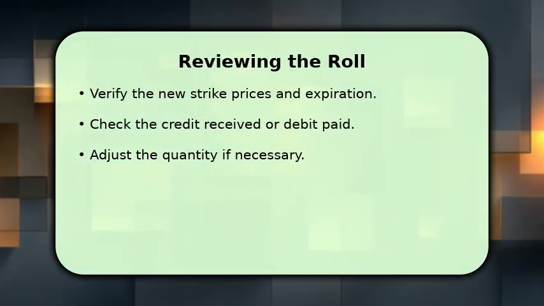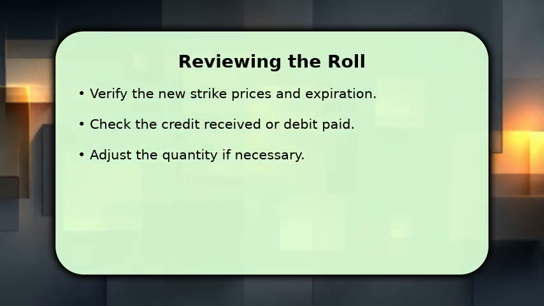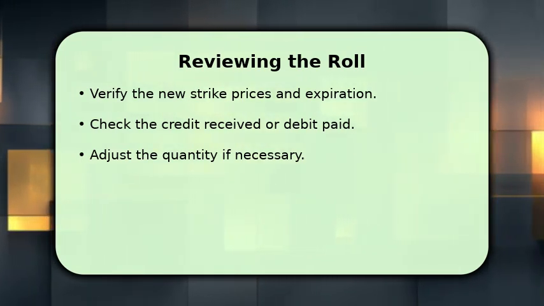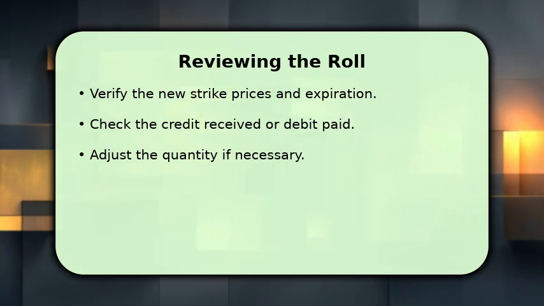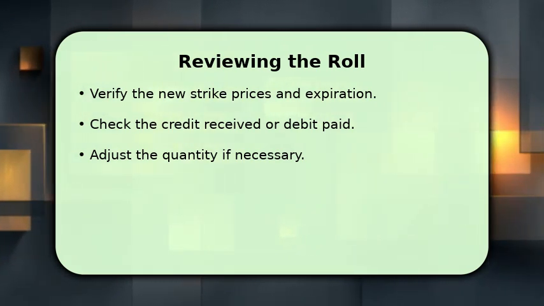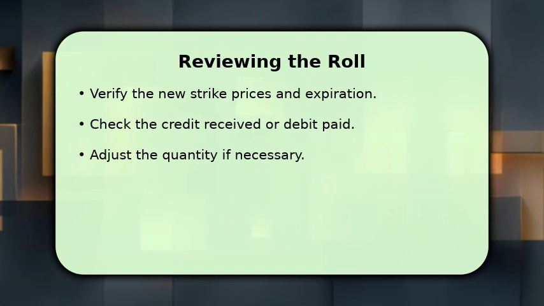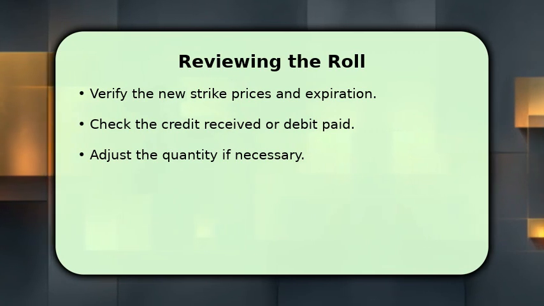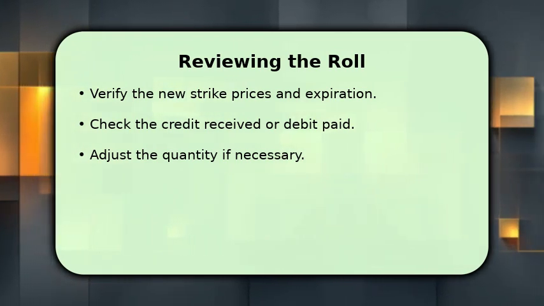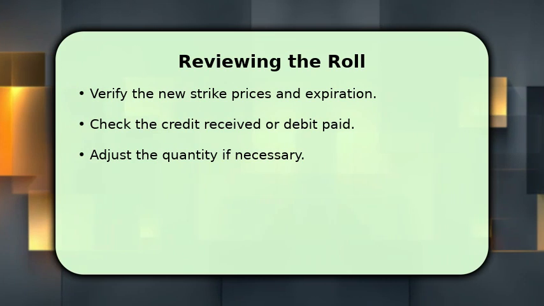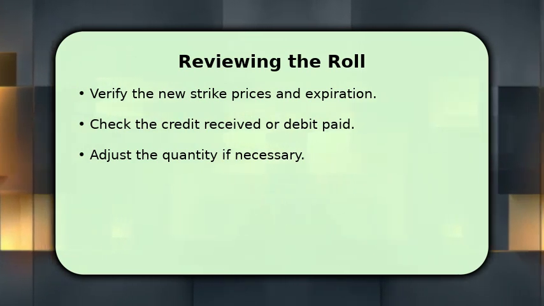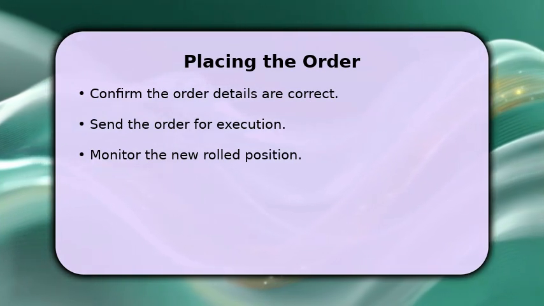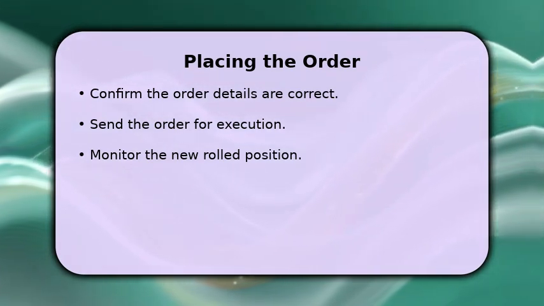Before placing the order, carefully review all the details of your proposed roll. Confirm that the new strike prices and expiration date are exactly as intended. Pay close attention to the net credit or debit for the roll. You typically want to receive a credit. If needed, you can also adjust the quantity of contracts you wish to roll, perhaps rolling only a portion of your original position.